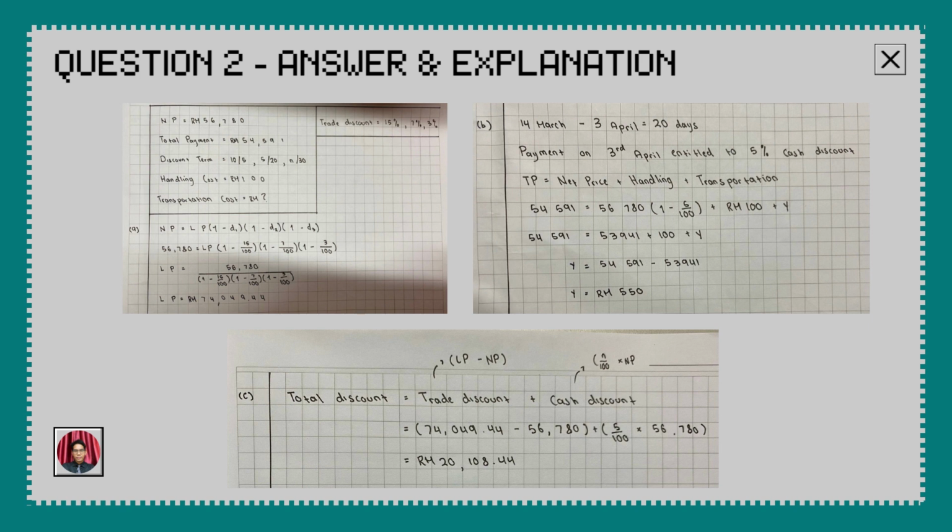For question C, find the total amount of trade and cash discount received by YL company. The formula for this question is total discount equal to trade discount plus cash discount. Trade discount is actually list price minus net price and cash discount is actually discount received multiplied by net price. Just fill in the formula with the information that you have and you will get the answer for question C is 20,108 ringgit 44 cents.